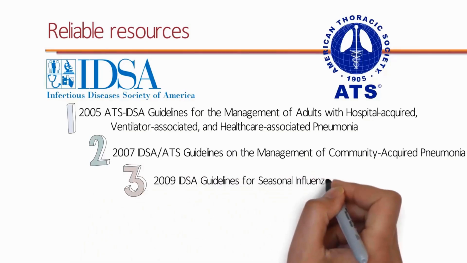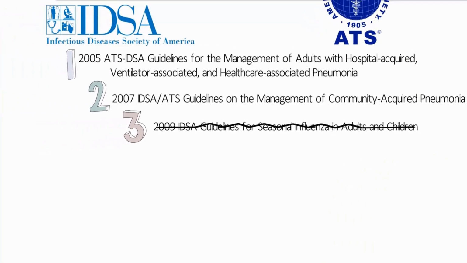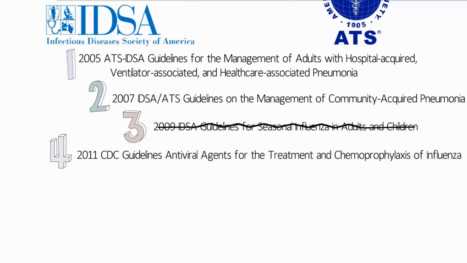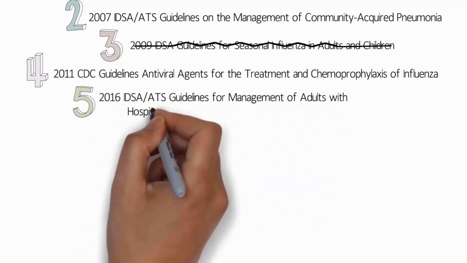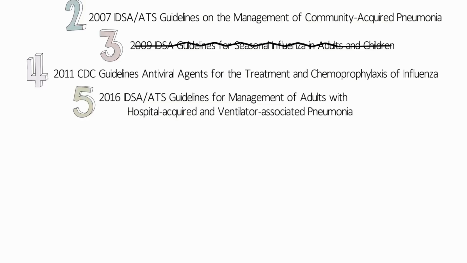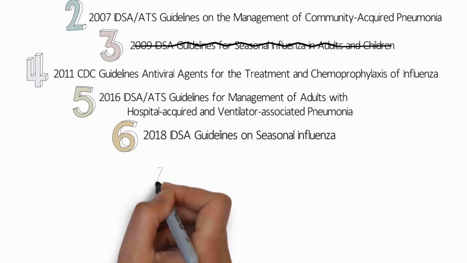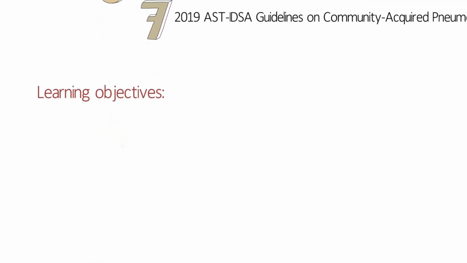Now, there was a 2009 IDSA guidelines for seasonal influenza in adults and children, but this guideline is no longer used because it's outdated. Instead, we use the 2011 CDC guidelines for antiviral agents for the treatment and chemoprophylaxis of influenza. There's also the 2016 IDSA ATS guidelines for management of adults with hospital-acquired and ventilator-associated pneumonia. There is also the 2018 IDSA guidelines on seasonal influenza that was recently published. Now, in October of 2019, after 12 long years, IDSA and ATS together developed updated guidelines for community-acquired pneumonia, which borrows some components from the 2007 guidelines. We will discuss those shortly.